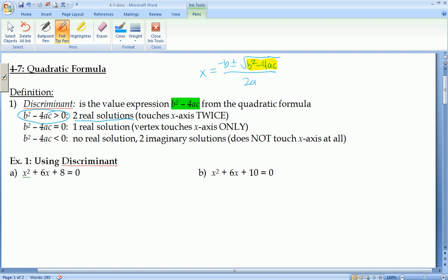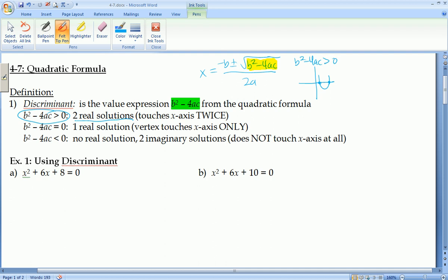The parabola is going to touch the x-axis twice. Okay, so what that visually looks like is this, just like that. It's going to touch it twice. Okay, and this is when your b squared minus 4ac is greater than 0.